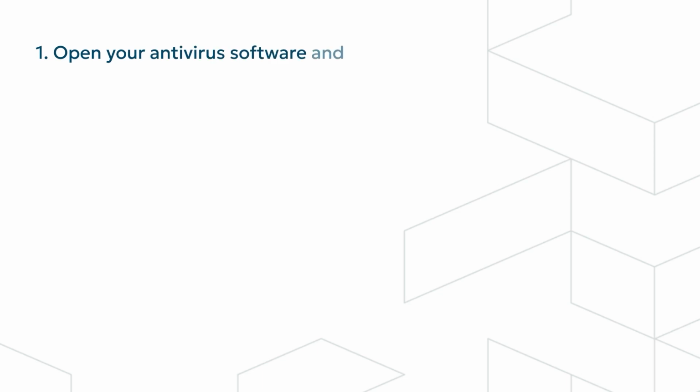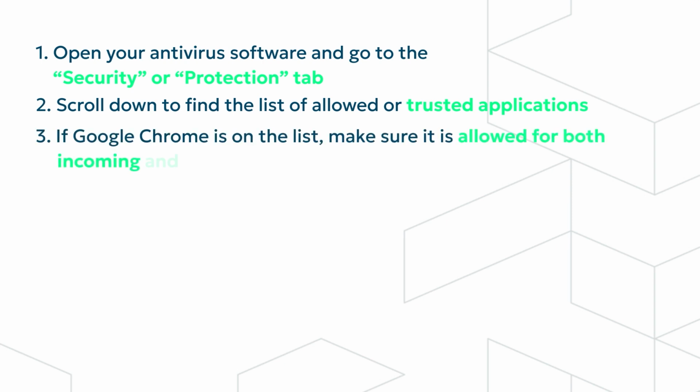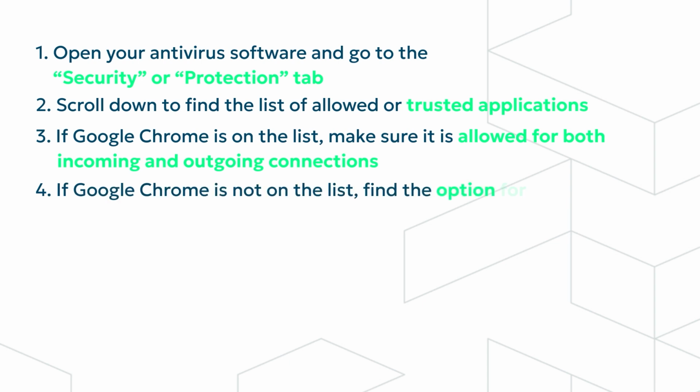Open your antivirus software and go to the Security or Protection tab. Scroll down to find the list of allowed or trusted applications. If Google Chrome is on the list, make sure it is allowed for both incoming and outgoing connections. If Google Chrome is not on the list, find the option for adding an application and click OK.